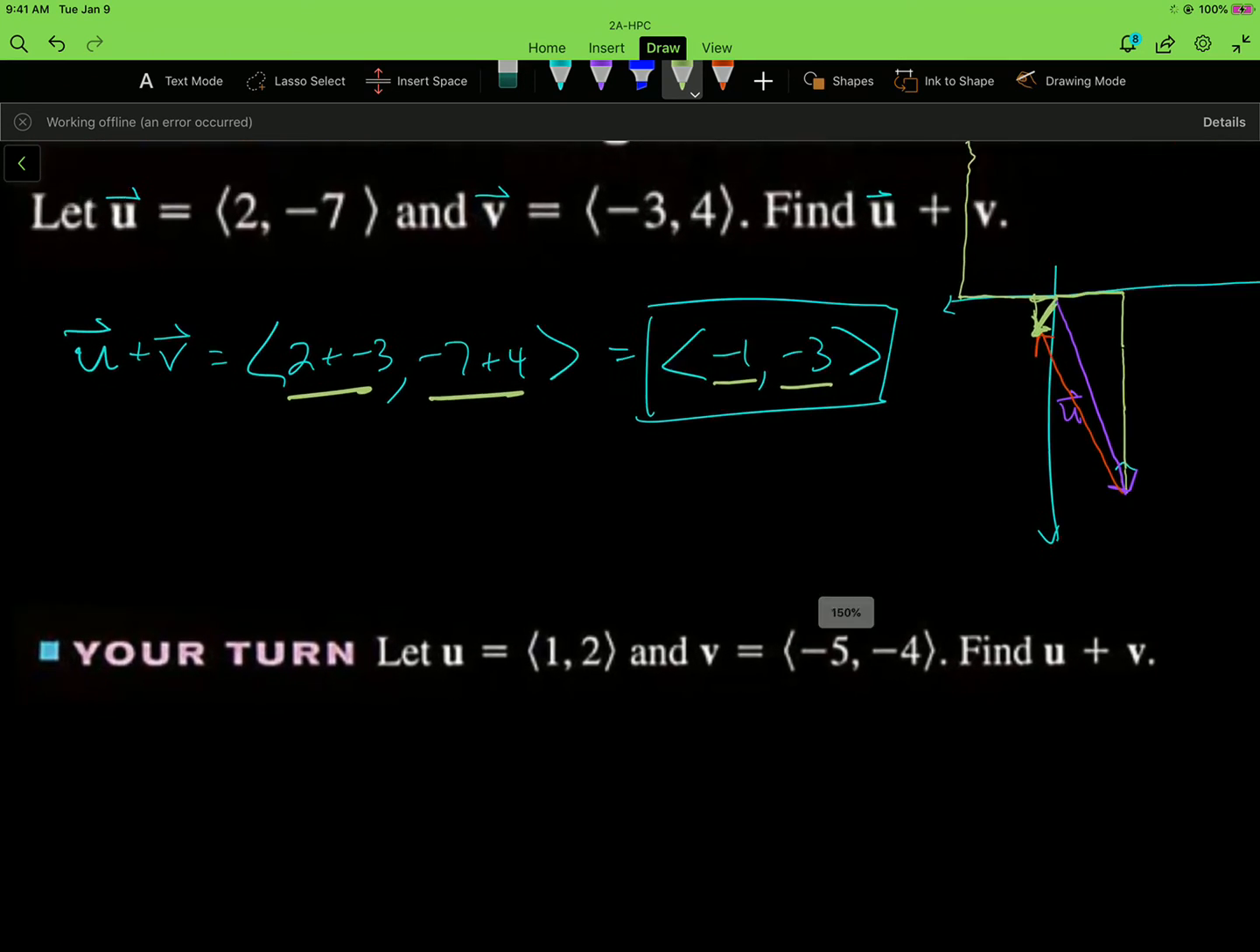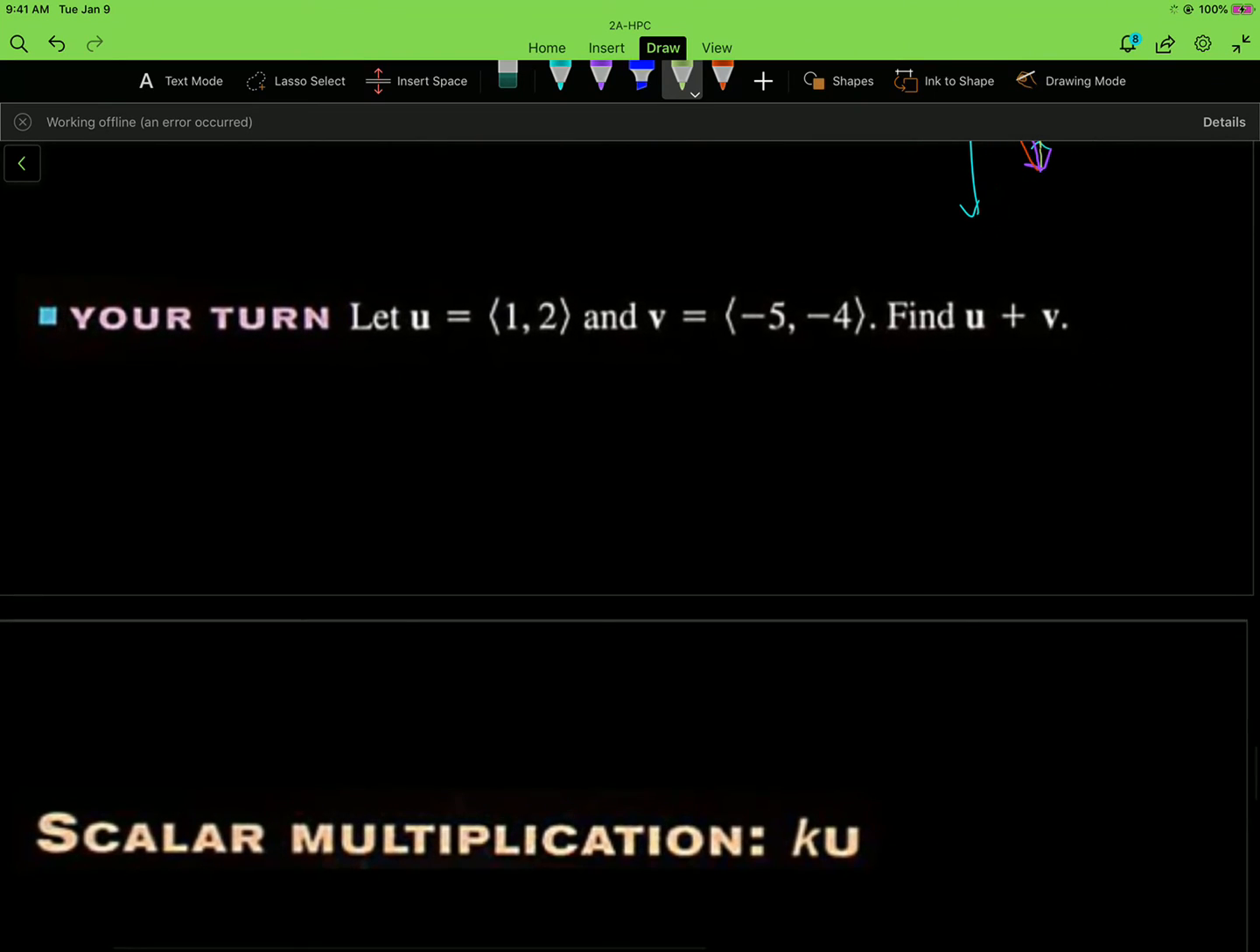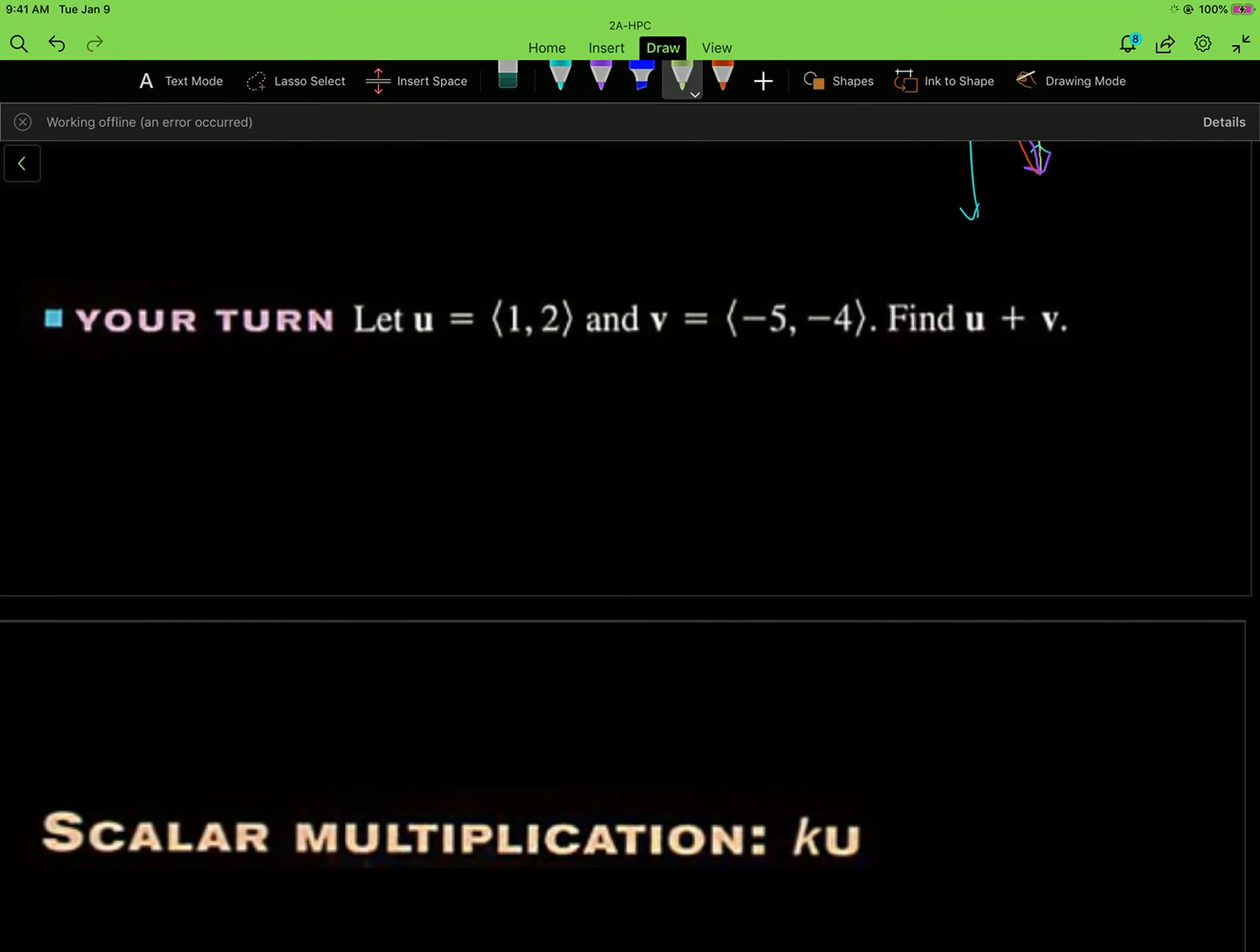I think we finished up adding vectors algebraically. So now it's your turn. See if you can add these vectors algebraically. I know it's pretty easy. Take a second to do it and see if you get the right one. Okay, welcome back. I got -4, -2.